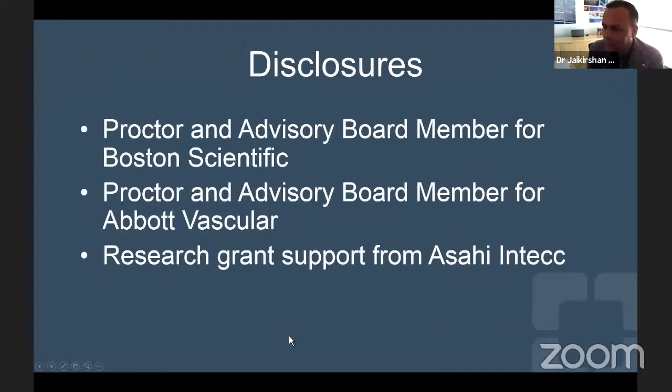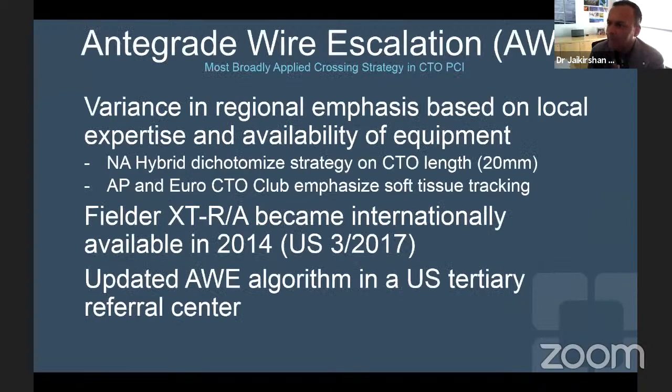These are my disclosures, nothing relevant to the talk today. Let's focus on antegrade wire escalation. Why is this important? This is the most broadly applied crossing strategy used in CTO PCI. Basically, any interventional cardiologist can antegrade escalate a wire through a CTO. We're all trained to do that. It doesn't require advanced knowledge of the more complicated crossing strategies. So it's the most applicable tool, and therefore it's the most widely used tool.